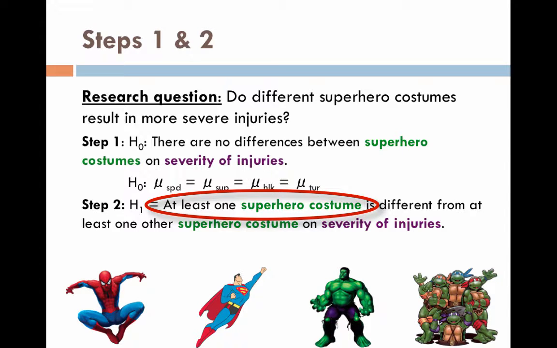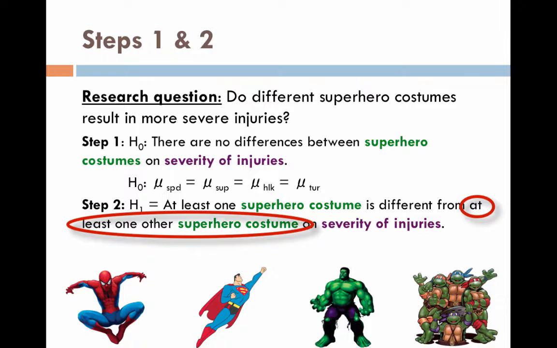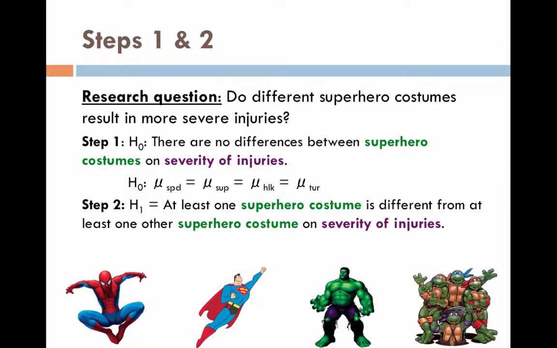At least one group is different from at least one other group. Doesn't mean that all the groups need to be significantly different from each other. It just means that at least one group is different from at least one other group. Hence, the verbiage for step 2 for ANOVA.